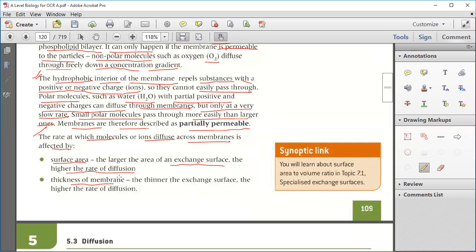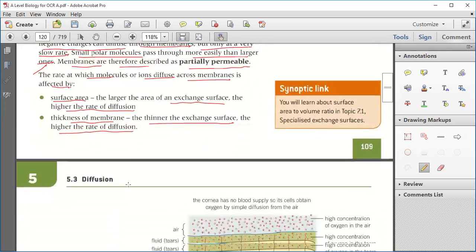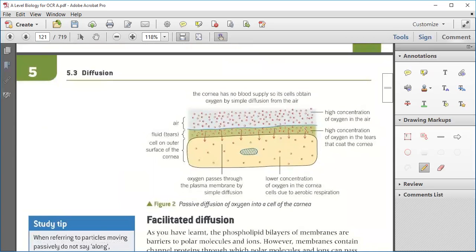Thickness of the membrane: the thinner the exchange surface, the higher the rate of diffusion. If the exchange surface is very, very thin, then the rate of diffusion is very high. Clear? So the membrane needs to be thin. It means a large and thin membrane is good for diffusion. Okay.